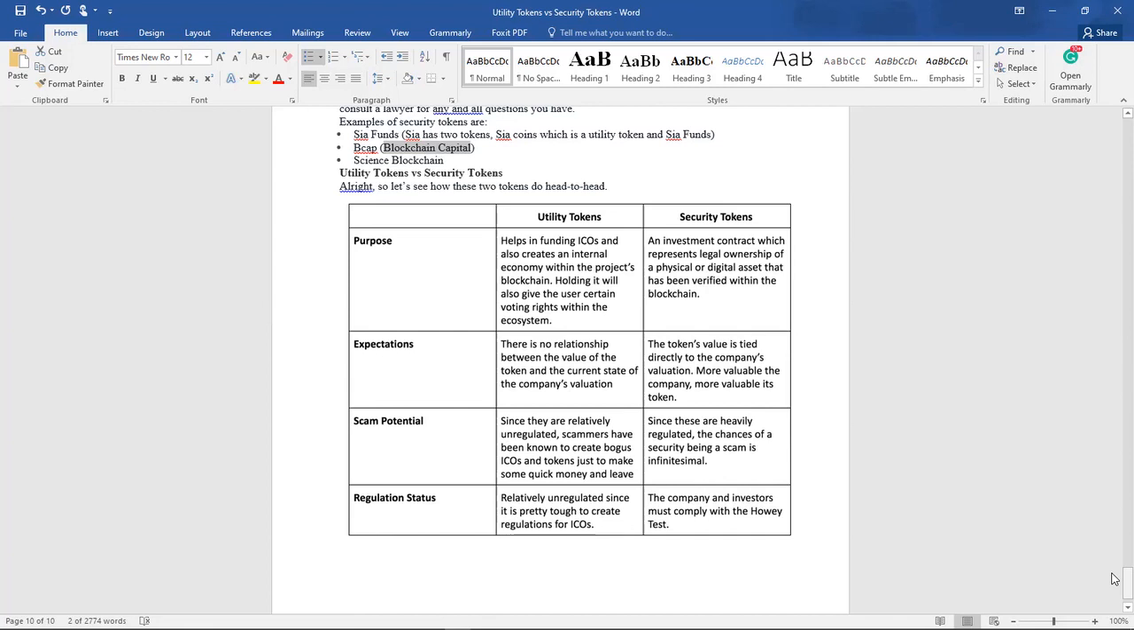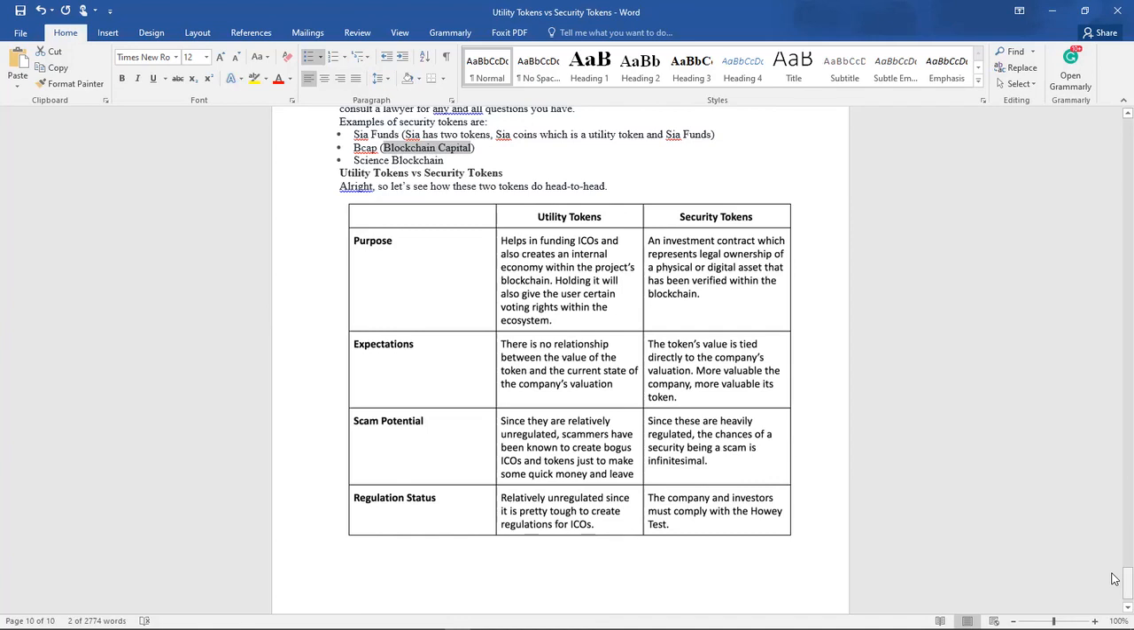For security tokens, it's vice versa. It is an investment contract which represents legal ownership of any physical or digital asset that has been verified within the blockchain. Then we have expectation. There is no direct relationship between the value of the token and the current state of the company's valuation.